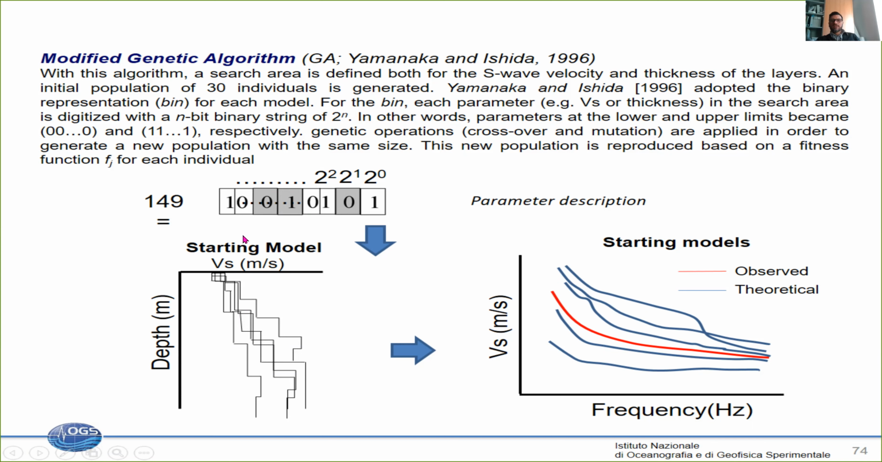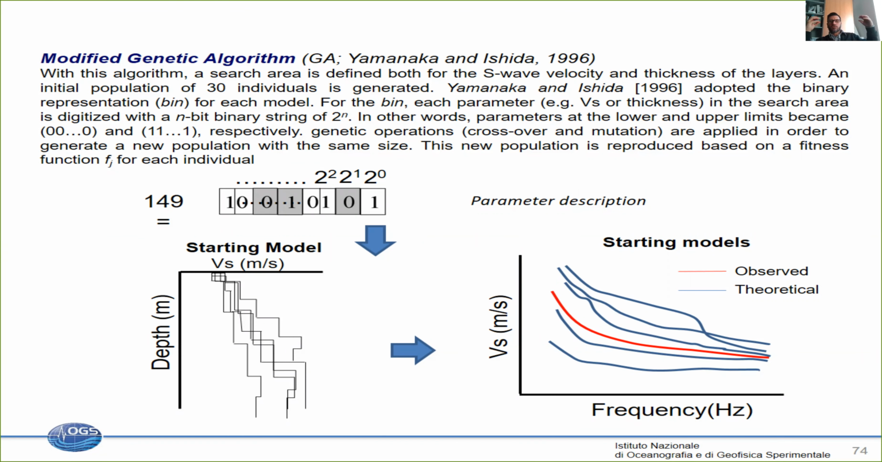Each model is described in binary form. For example, the velocity of each layer, in this case 149 meters per second, is described in binary form. I'm just using a simple binary form in which I have 1s and 0s, depending on the power of 2, in order to describe this number. I do it for the velocity in the first layer, then I add another part describing the thickness of a layer, then another part describing the velocity in the second layer, and so on. So at the end, the description of a model is made by a series of binary numbers with a binary representation.